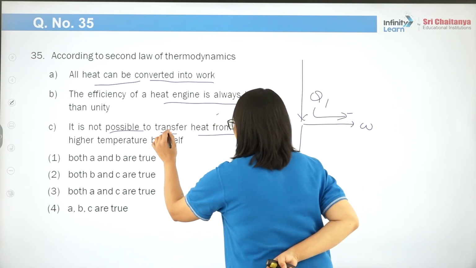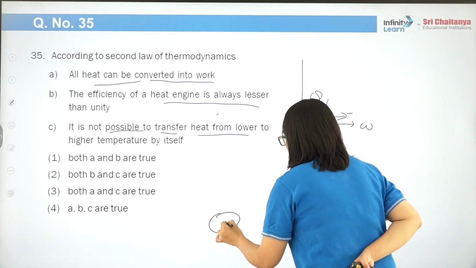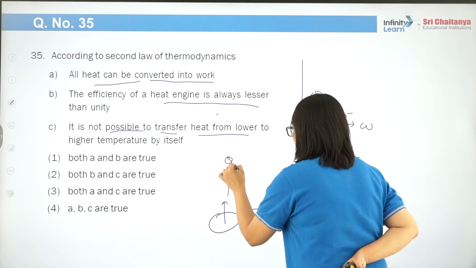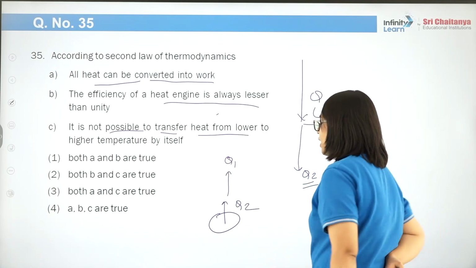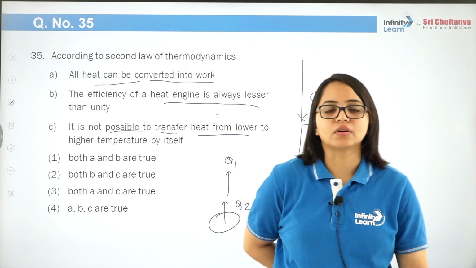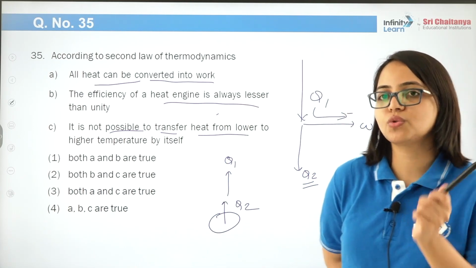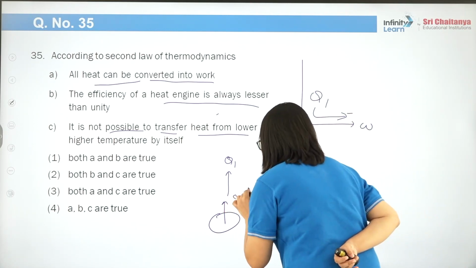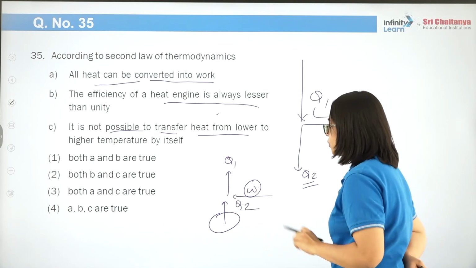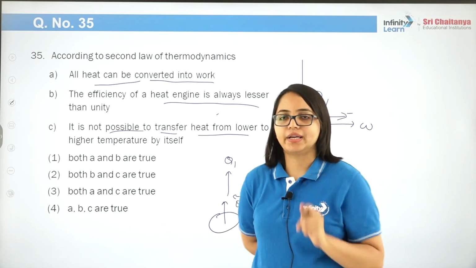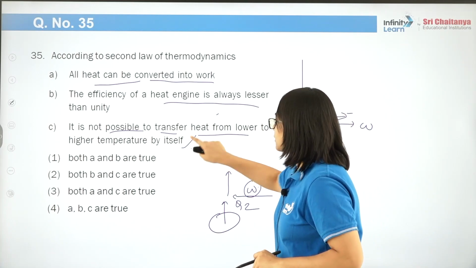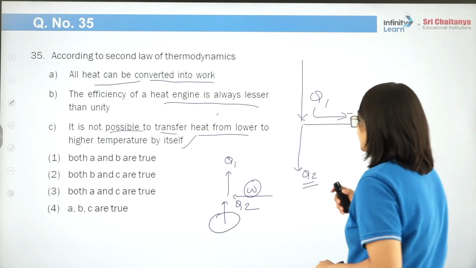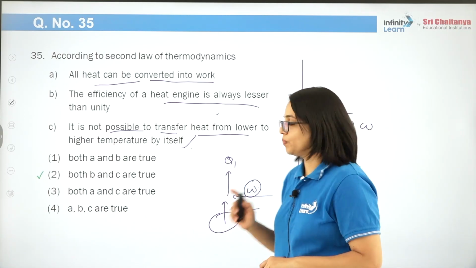According to this, if you are taking heat from the lower temperature, then you cannot directly transfer this heat to the higher temperature. The natural flow of heat is from high to low temperature, not low to high. If you want to do the opposite process, you will require some external work. Without any external work, you cannot do this transfer from low to high temperature, right? So that statement is again true. Both B and C are true and option A is incorrect. So the correct answer is option 1, 2.